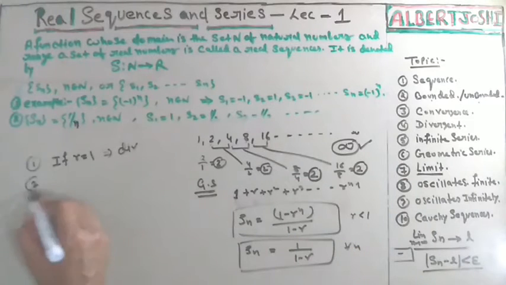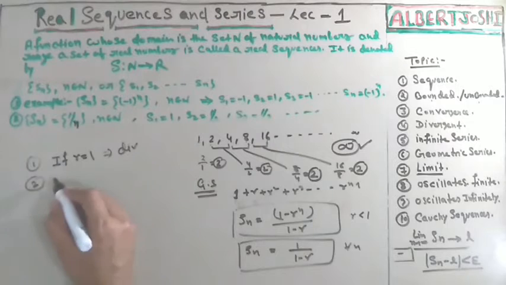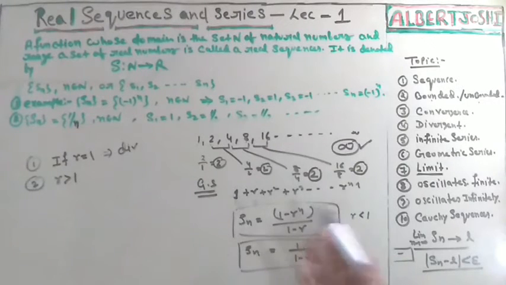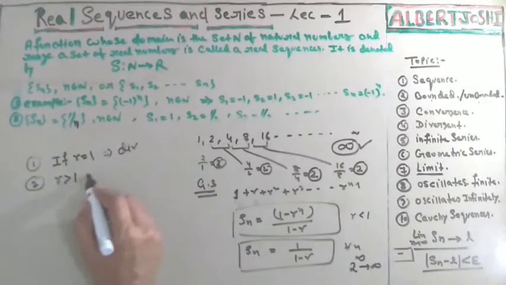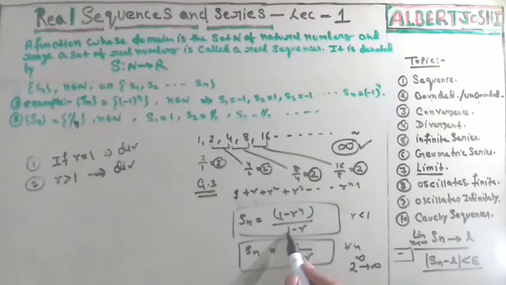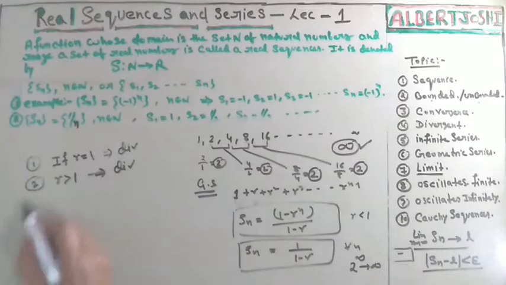After that, the second case: if r is greater than 1, suppose r is 2, 3, 4, any value. In this condition, 2 to the power infinite means a very big value, an undefined value. Then this is also going to infinite. So it implies this is also divergence. 1 minus undefined upon 1 minus some value, so 1 minus undefined is equal to undefined. That is divergence.